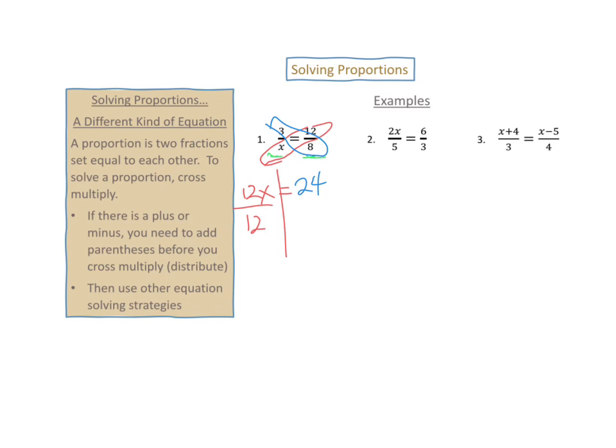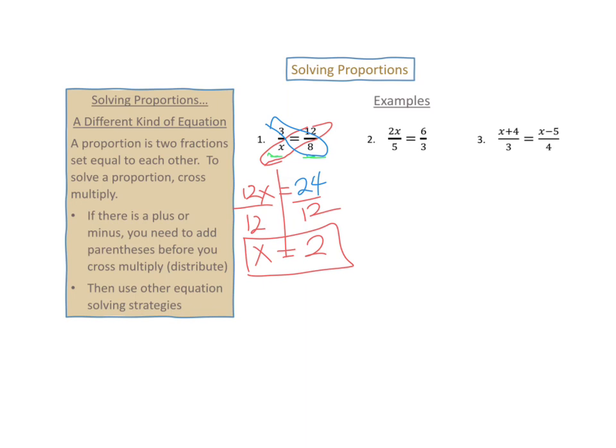And of course, whatever I do to one side of the equal sign, I always have to do to the other. 24 divided by 12 is 2. X equals 2. Simple enough, right? See if you can do this next one.